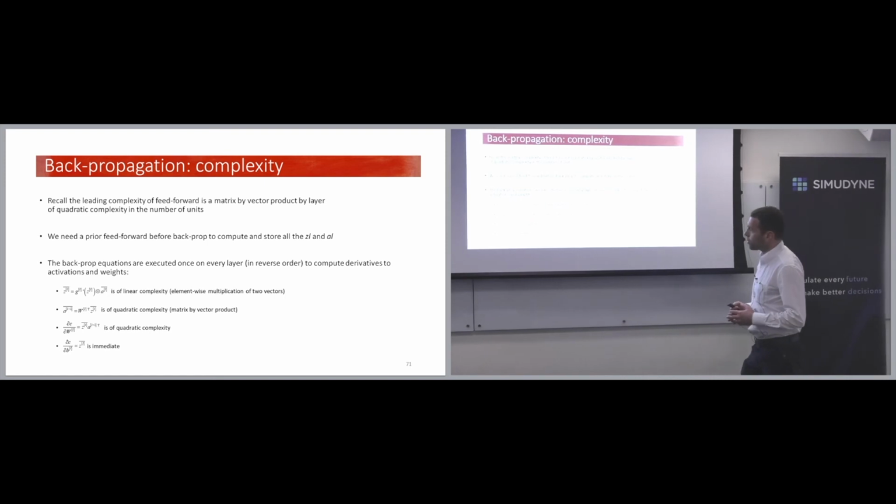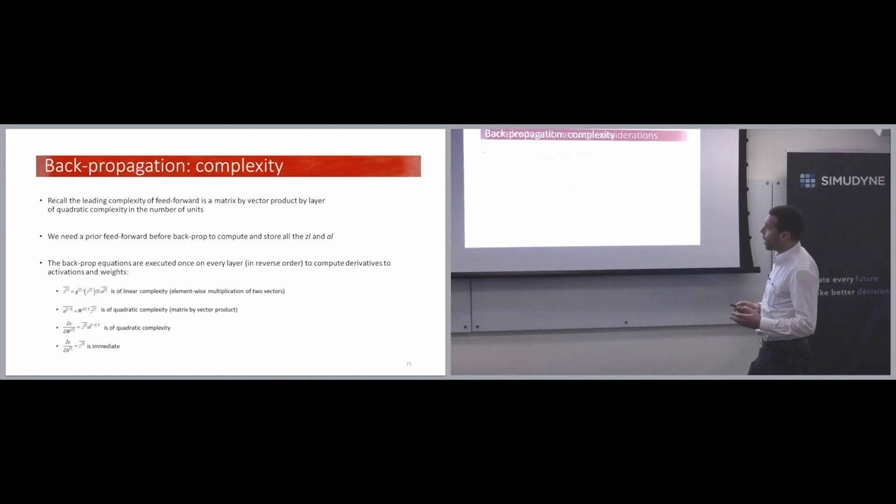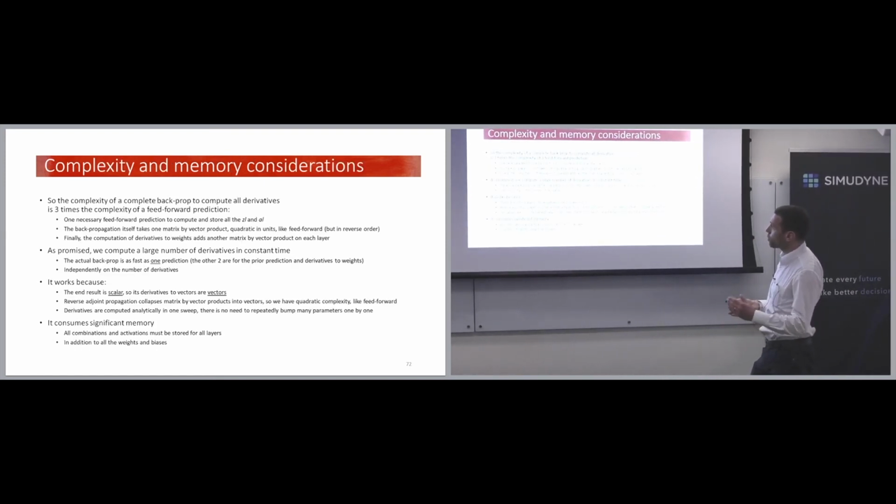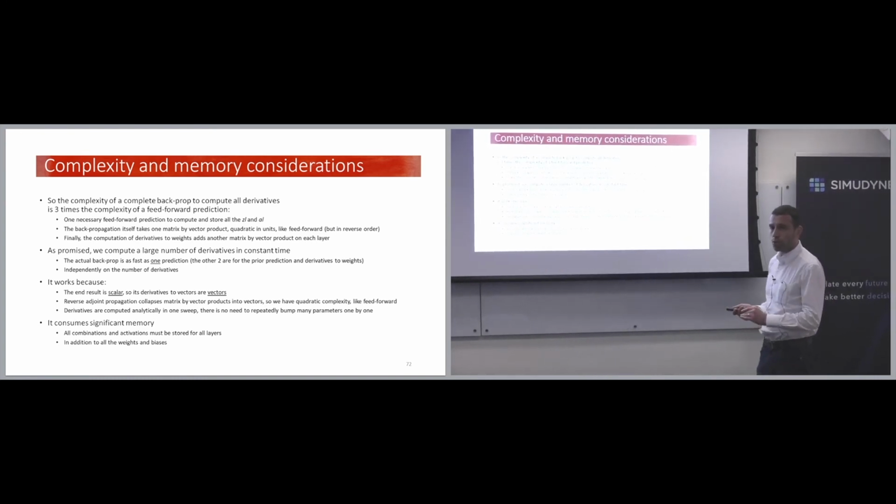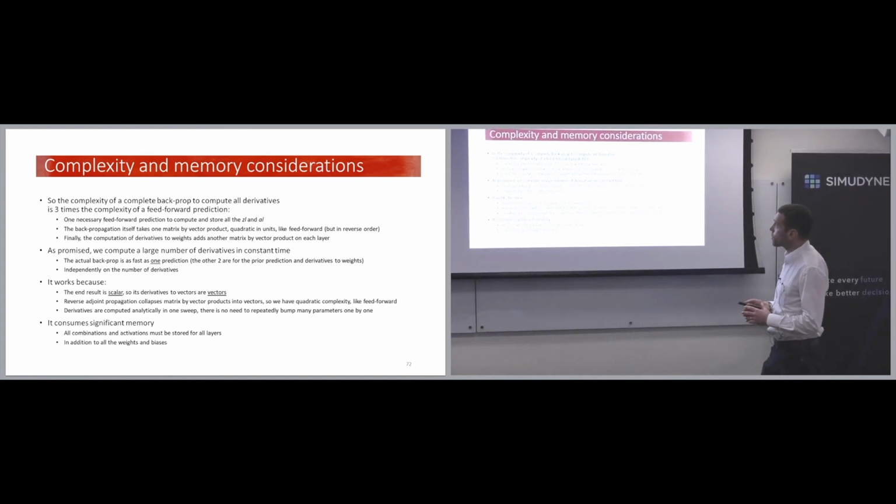And therefore, now we have three matrix by vector products for each layer in order to compute all the derivatives. And so, as promised, the complexity of a complete backprop to compute all derivatives is just 3 times the complexity of a feed-forward prediction. Get thousands of derivatives, maybe millions of derivatives, for the cost of making 3 predictions. That's it. One is a necessary feed-forward prediction to compute and store all the Z's and all the A's.